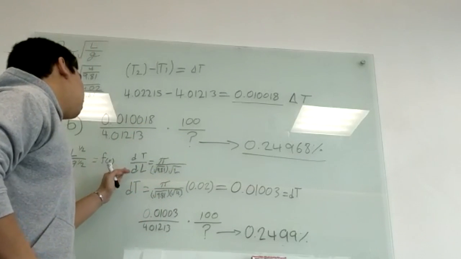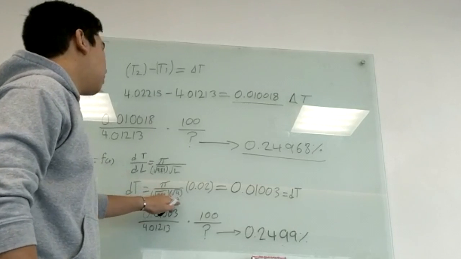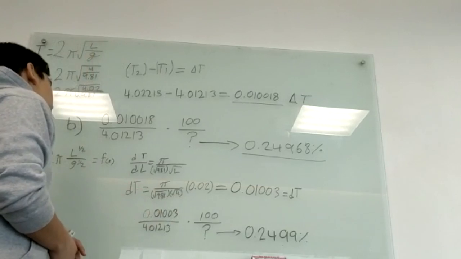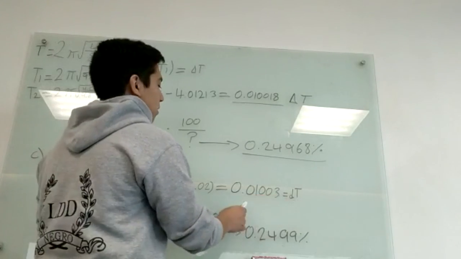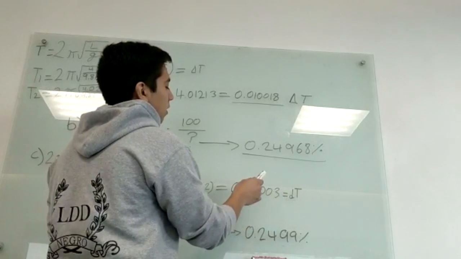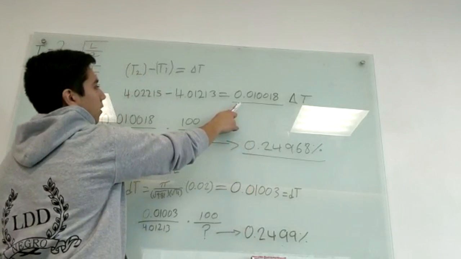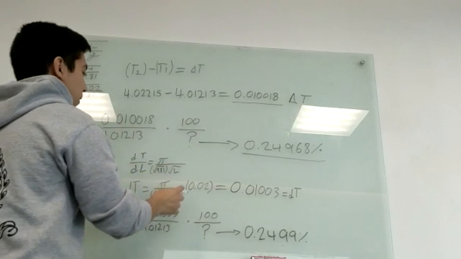So what we need to do next is we isolate dT and replace the L by the first value, which was 4. So after we plug in, we get dT of 0.01003, which is very similar to what we got at the beginning, the increment, but it's just an approximate.